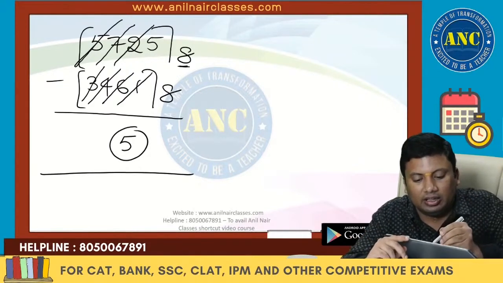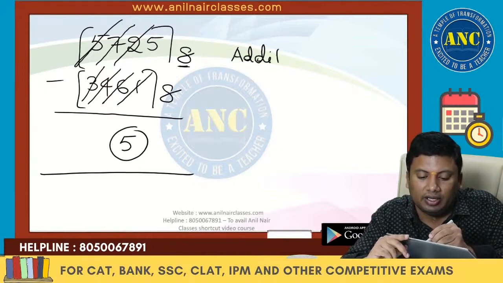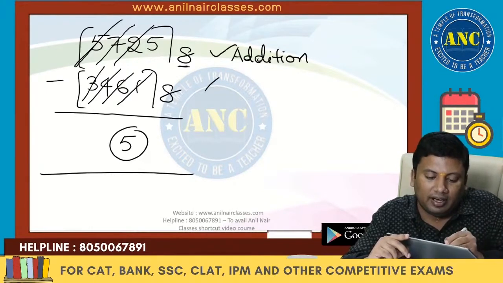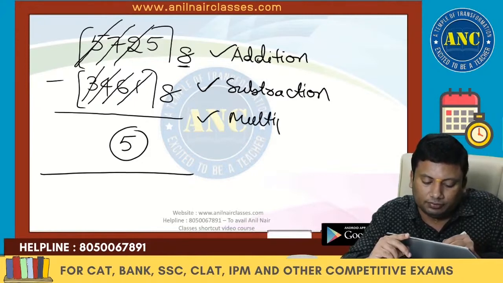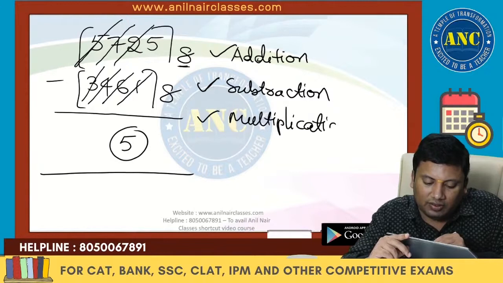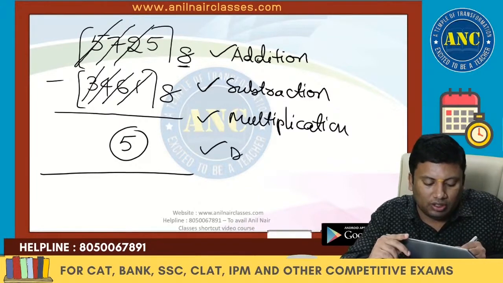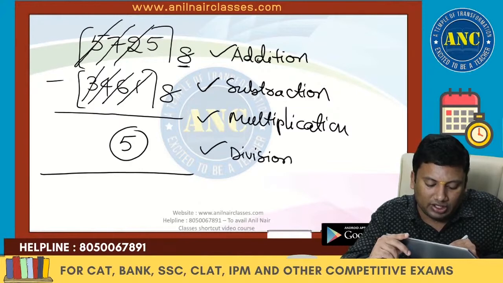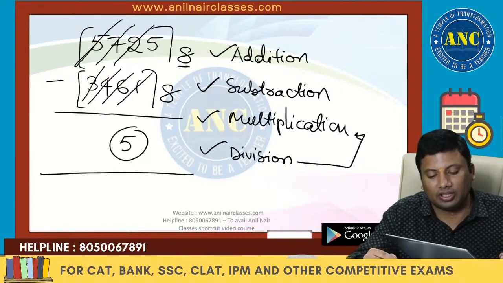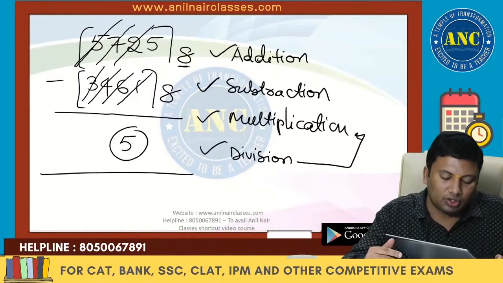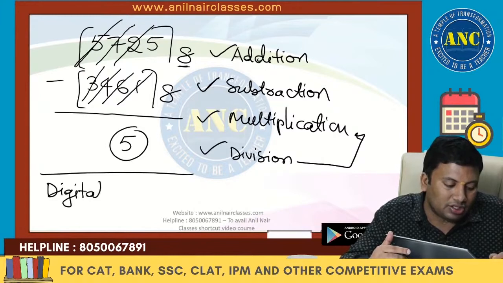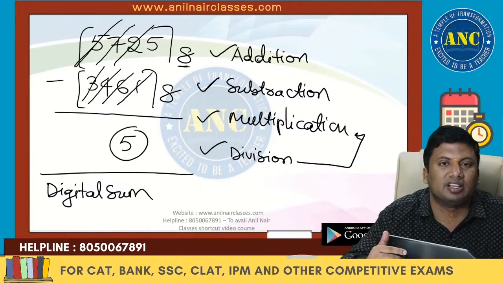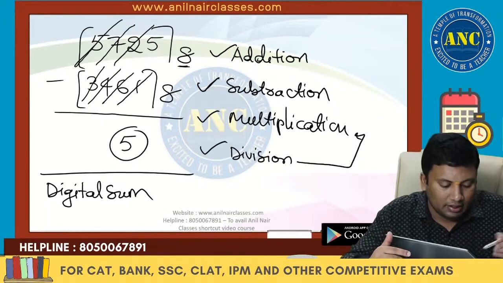Everybody, it is clear. This digital sum will be possible for addition. Next, it will also be possible for subtraction. Next, it will be possible for multiplication. I told you that division should be converted into multiplication. How to use digital sum? People who are ignorant do not know the impact digital sum has created in so many ways.